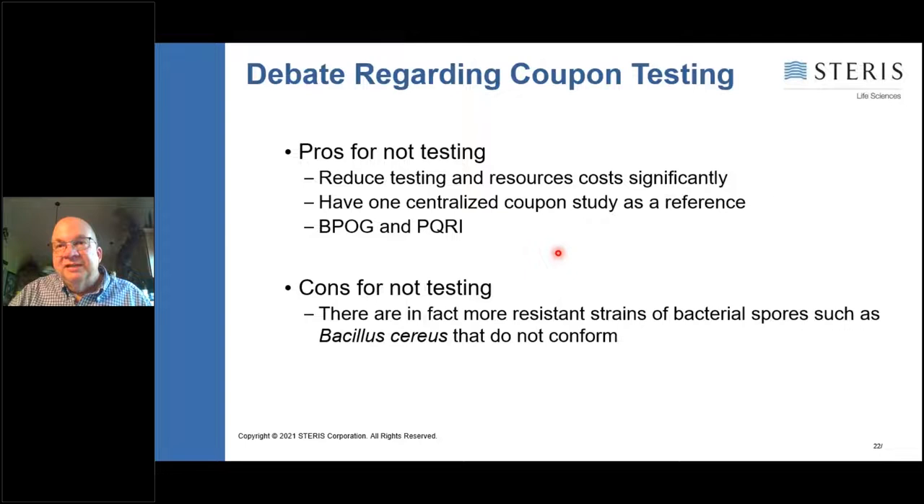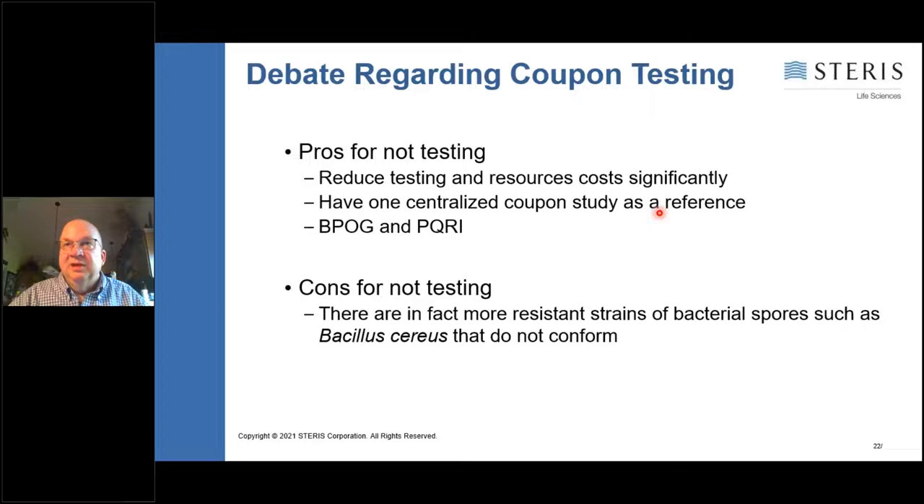A couple of things I want to mention here. There's been an ongoing debate for about 10 years in the industry now on the pros and cons of not testing. One of the things to think about is that testing takes a big cost. Whenever you have to delegate testing and resources in a contract lab, or even internally, to doing a coupon study, that is a pretty high cost. So there is an interest in the industry to get rid of that and not have to do it with all organisms or any. One of the things we have looked at in the industry is having one big centralized coupon study and being able to reference it.